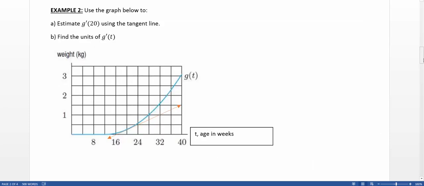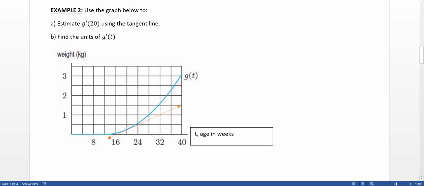Example 2. Use the graph below to A, estimate g prime of 20 using the tangent line, B, find the units of g prime of t. So this is similar to what we've been doing in previous sections, only now we're also concerned about what the units are of our approximation. So if we want to approximate the derivative at 20 using the tangent line, we need to draw in a tangent line that touches at 20. So I've drawn one in to the best of my ability here, and it's in orange.